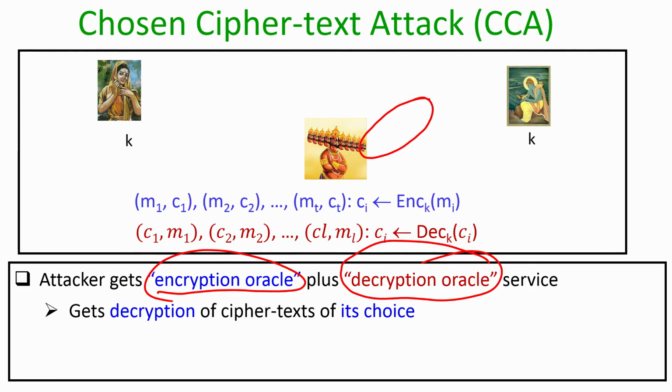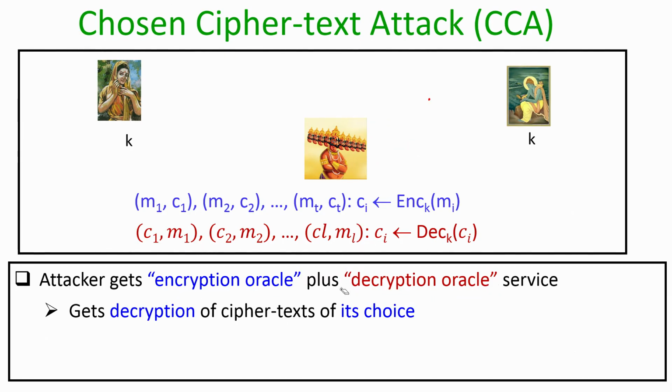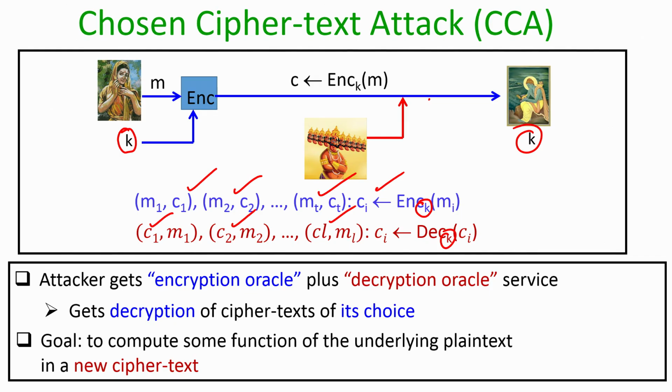And now the adversary has two kinds of database. The first database is what it gets from the encryption oracle service. This is nothing but the encryption of several messages of the adversary's choice under the key K, and the second database is the decryption of several candidate ciphertexts of the adversary's choice. The important thing here is that all the encryptions and decryptions are done under the same unknown key K. That is important here.